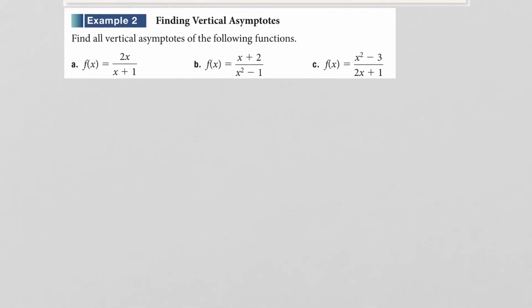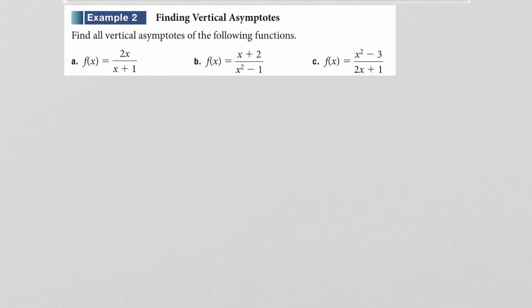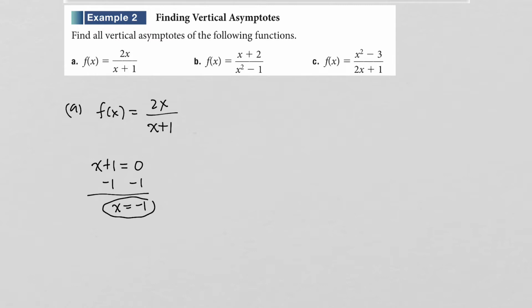So in the second example here, we want to identify the vertical asymptotes of these functions. And we can do this without graphing. So for example, in the first one here, we have f of x equals 2x over x plus 1. Notice that there are no common factors between the numerator and denominator, so it satisfies the condition that it is in simplified form. To get the vertical asymptote, simply take the denominator and set it equal to 0 and solve that equation. So the vertical asymptote of the first function is going to be x equals negative 1.